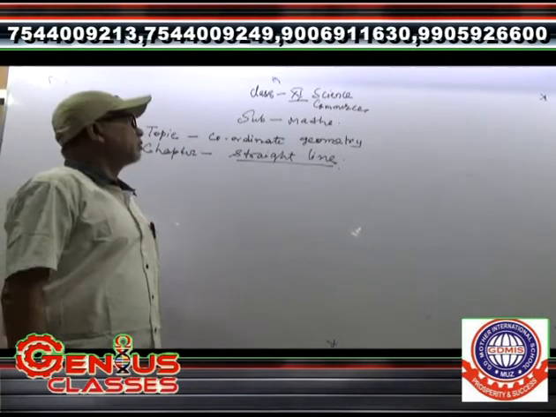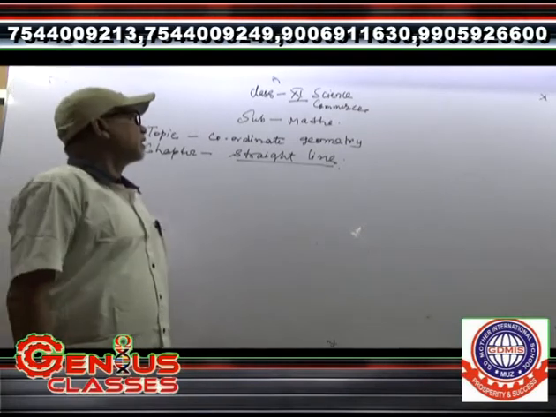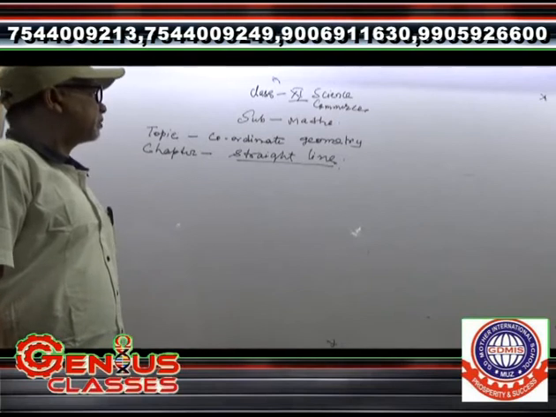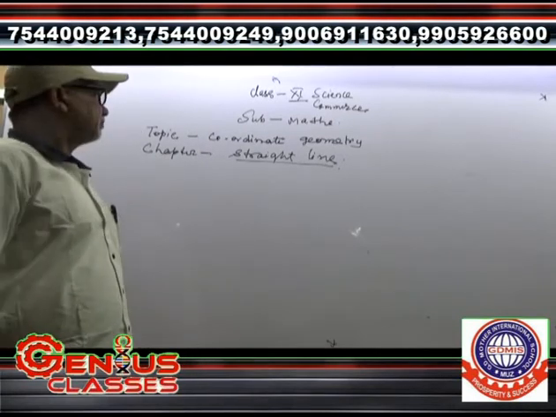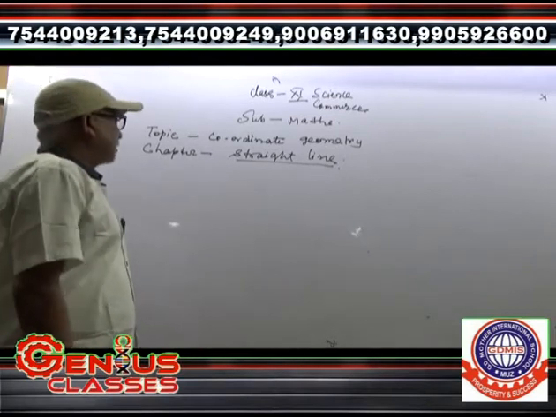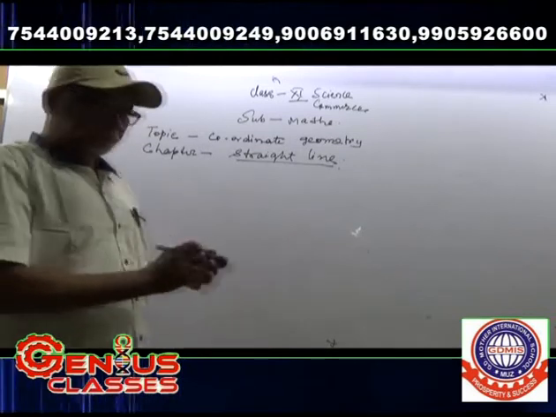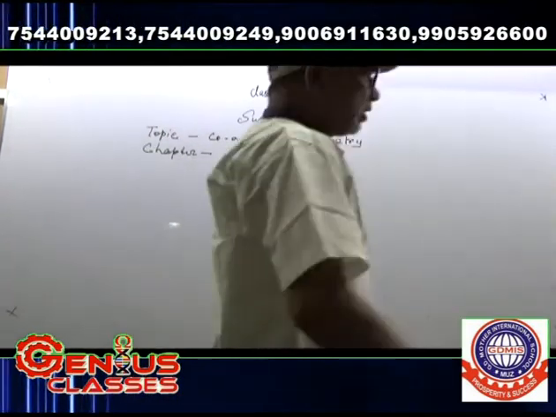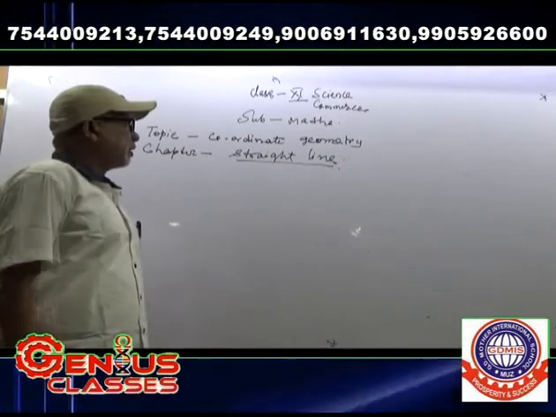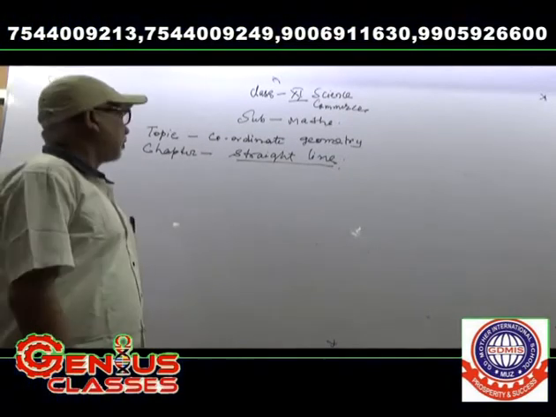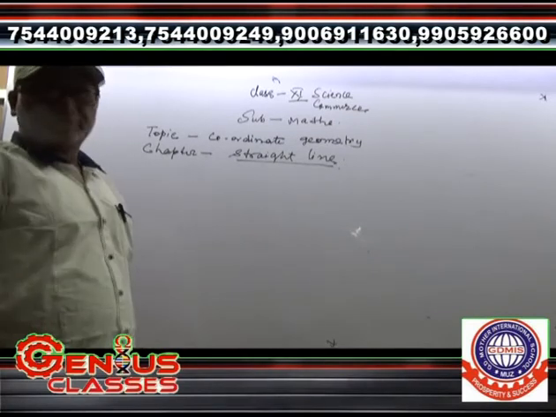Today I will discuss coordinate geometry, class 11, subject maths, for science and commerce students. The chapter is straight line. First of all, I want to discuss what is coordinate geometry and what is coordinate.